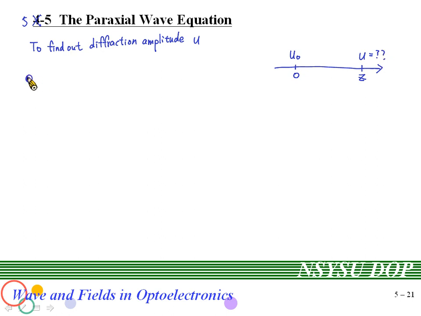In Chapter 5, we have learned that the whole problem can be considered as a diffraction system. So to find out the diffraction amplitude U, you can use the impulse response of this system.